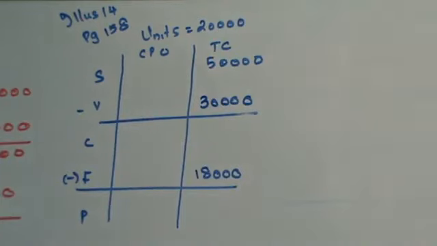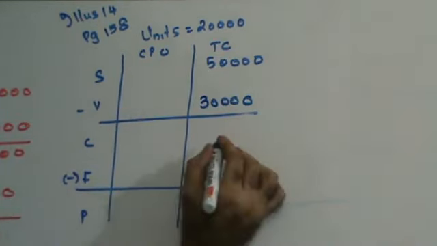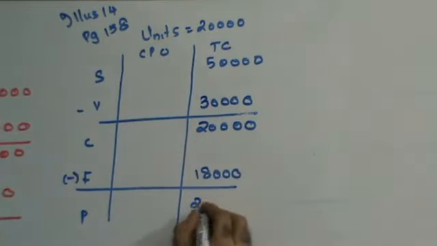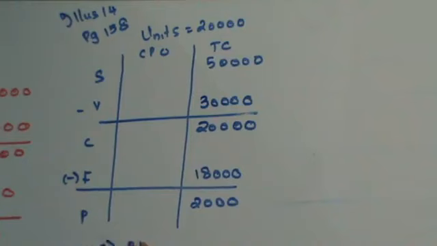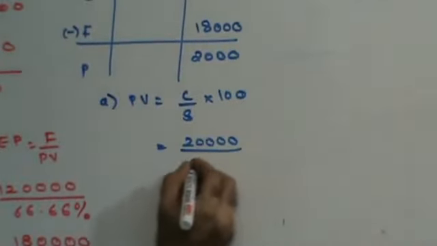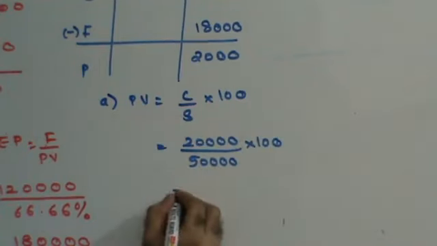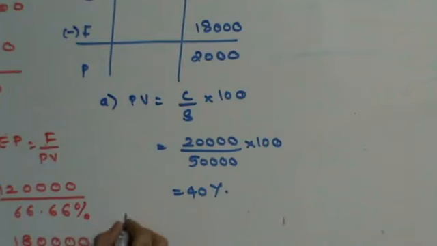Right? Now, let's see this. Let's complete the table first. 50 minus 30 is 20,000. 20,000 minus 18,000 is 2,000. Irrespective of whatever you have to find out, first thing that you do is you find out PV. PV is C upon S into 100. So that's 20,000 divided by 50,000 into 100, 2 upon 5. That's 40%.